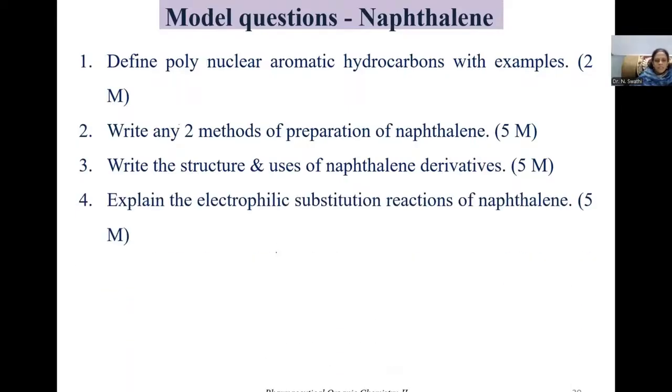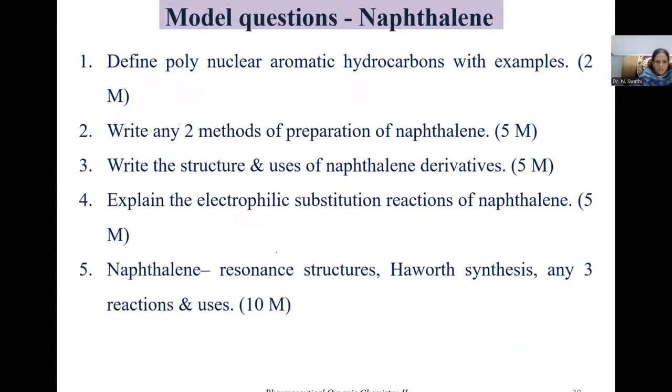Then, explain the electrophilic substitution reactions of naphthalene. This question can be asked for 5 marks. And the whole chemistry of naphthalene, that is naphthalene resonance structures, Haworth synthesis, and any 3 reactions along with uses, can be given for 10 marks. So these are a few important questions when it comes to the chemistry of naphthalene.